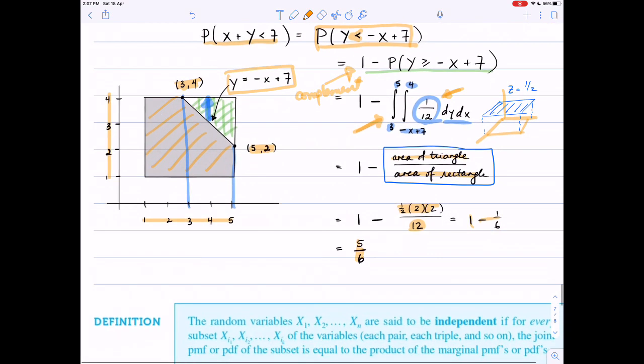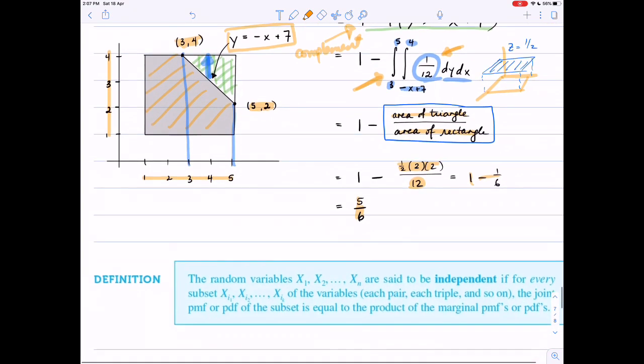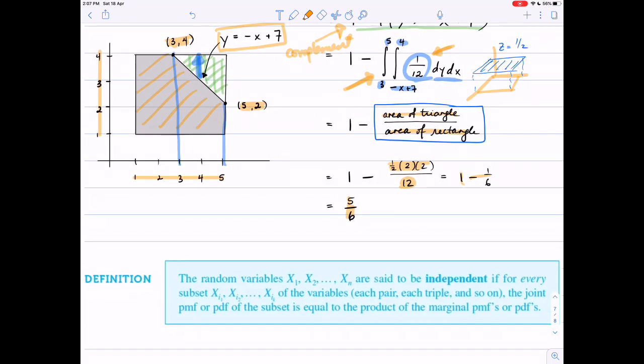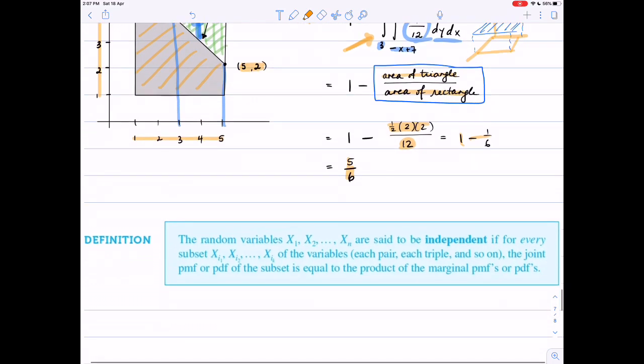The last thing that we need to do then is just to generalize this. We've been working with two variables. Well, what if we have more than two? What if we have n random variables, X1 through Xn? When are they independent? Well, they are independent when for every single subset, so every pair, every triple, every quadruple, and so on, the joint mass or density function is equal to the product of the marginals, right?